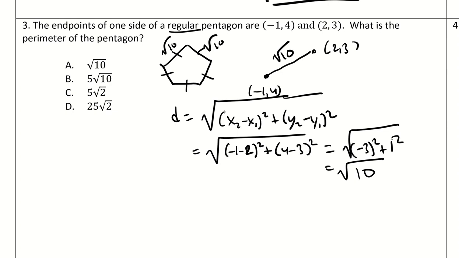But because it's regular, all of these are square root of 10, right? So basically we could just add all of them up. So in the end, you just take the square root of 10 and you multiply by 5. The perimeter is 5 times the square root of 10, because there's 5 of them. Square root of 10 plus square root of 10 plus square root of 10. That's 5 square root of 10. So the answer is B.